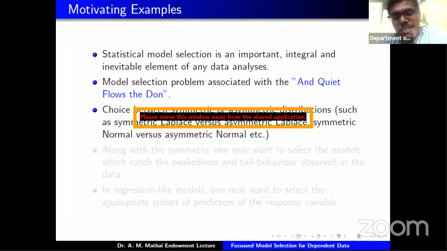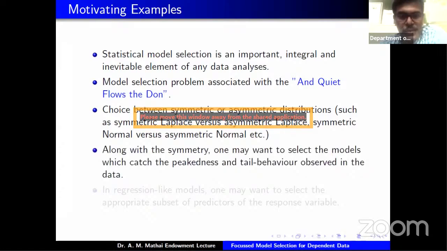Now, of course, in finance there are a lot of symmetric versus asymmetric models, normal versus asymmetric, normal, leptokurtic. So there are various occasions in which heavy tail distributions or asymmetric distributions are useful in the context of financial returns or financial variables. So model selection is definitely an important activity over there.